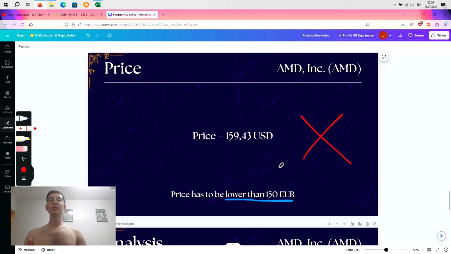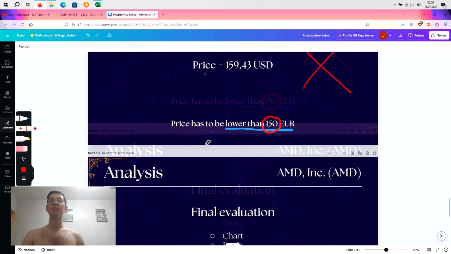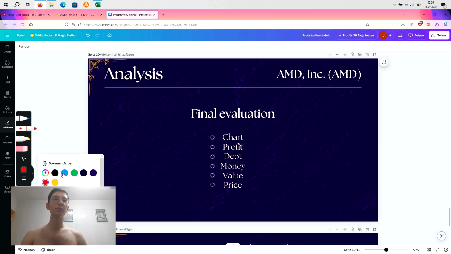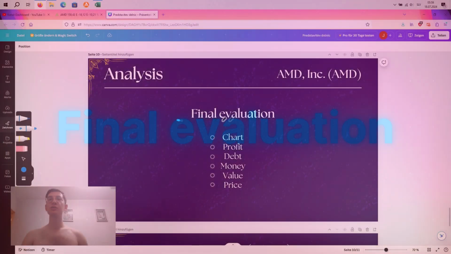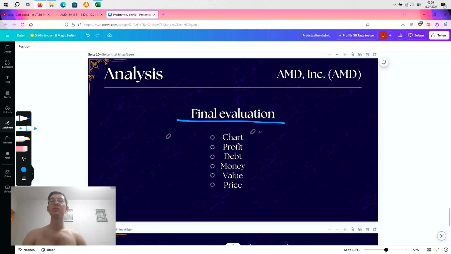Because when you are a young man, you have a tight budget, maybe $500. So if you buy several cheaper stocks, it's much better than buying one super expensive stock, where you don't diversify your portfolio and you just have higher risk. Now here it's the same thing. My rule is that I will not go above 150, and here the stock is currently above 150, so that's a no-go for me. And now we come to the final evaluation, where we are just going to summarize everything that we found out about AMD so far.